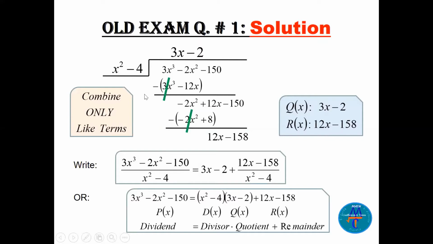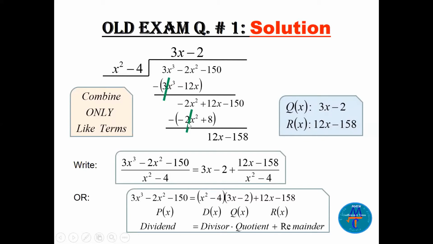And there's a squared. Remember, you cannot add; combine only like terms. So I put the minus 2x squared, and minus with the minus becomes plus 12x, minus the 150. Again, I repeat the whole process. Divide this by x squared, so it's minus 2. Then multiply back: minus 2x squared plus 8. Then I subtract. I put the minus before the whole expression here.